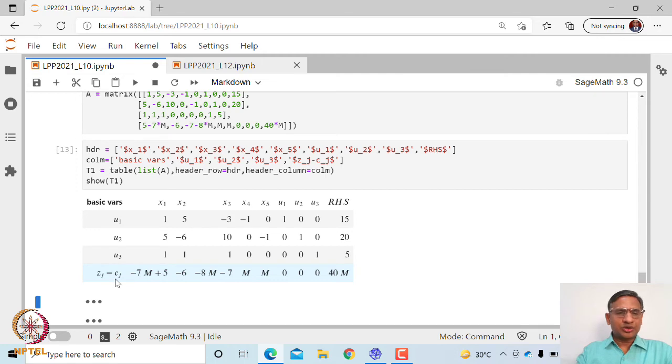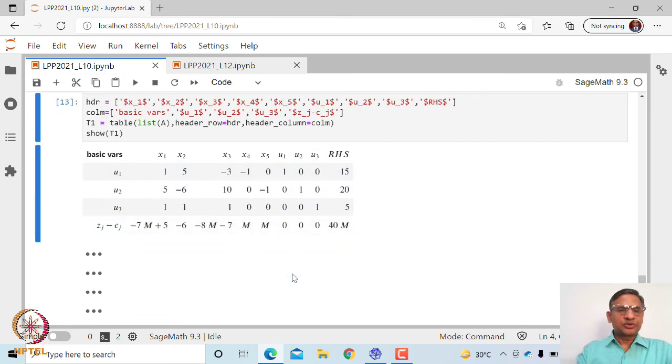So you can see here now the objective function row has coefficients minus 7m plus 5, which is negative. Then this is also negative, minus 8m minus 7 is also negative, and so on. But the right hand sides are all non-negative. Therefore this is a feasible solution, but it is not optimal. So then we will need to bring in one of the non-basic variables to basic and one basic variable to non-basic. So how do we do that?